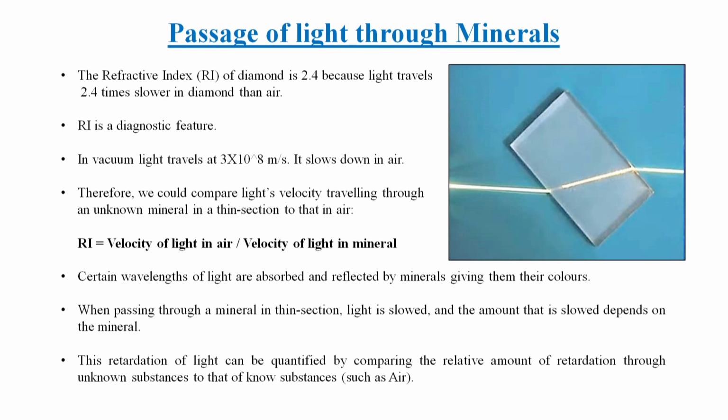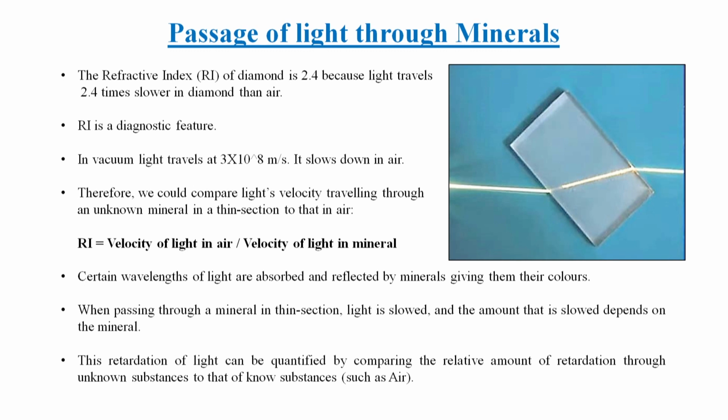In vacuum, light travels at 3 × 10^8 meters per second, but when there is no vacuum and there is regular air, light will travel at a much slower speed. Therefore, we could compare light's velocity traveling through an unknown mineral, for example in a thin section, to the velocity of light in air. So the refractive index can be expressed as the velocity of light in air divided by the velocity of light in the mineral. Be it a known mineral or an unknown mineral, you can determine the refractive index by simply applying this equation.